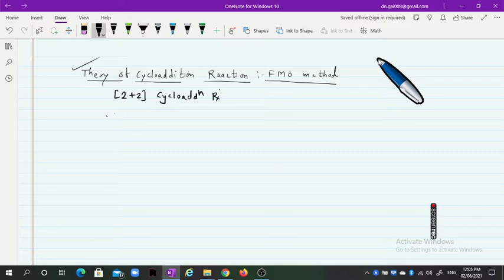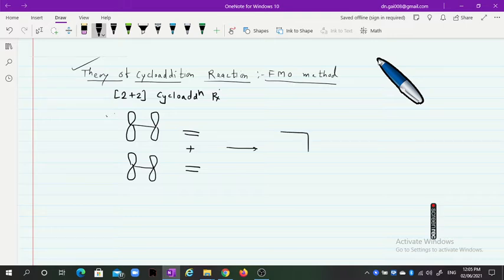In the FMO approach, we consider as if the first ethylene molecule is added to the second ethylene molecule, and we will obtain the product. Correct. All right.